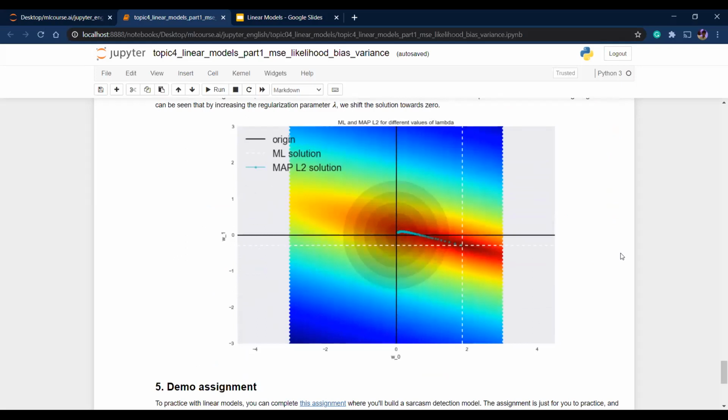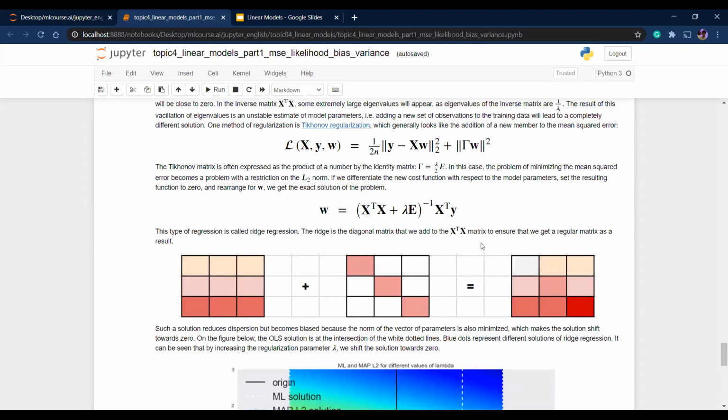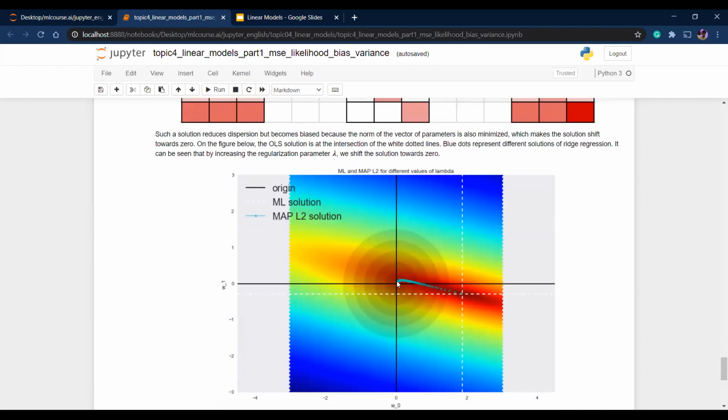So this is one picture that shows how the weights actually vary. On the x-axis you have one weight, W0, and on the y-axis you have W1, or if you want to recall with the presentation, theta 0 and theta 1. If you don't include regularization, this is the solution that you will get, the closed form solution. For a regularized solution, you can see this light blue line. If you vary the lambda value, you get different solutions here.